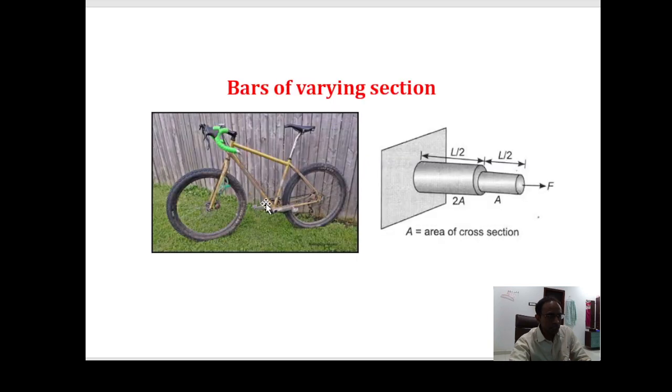Here you can see a shaft where the diameter has been continuously changing. There is a reduced cross section area. Sometimes it may be of two or three steps. Or you can see a bicycle, where you can find different cross sections. All are circular in shape, but of different cross sections. Some of them have more area, some have less area.